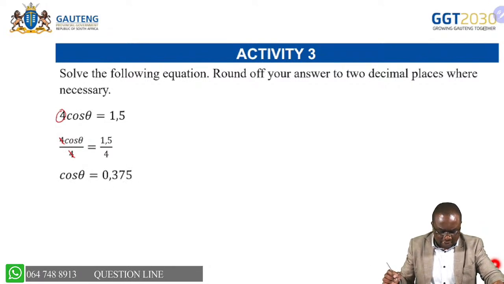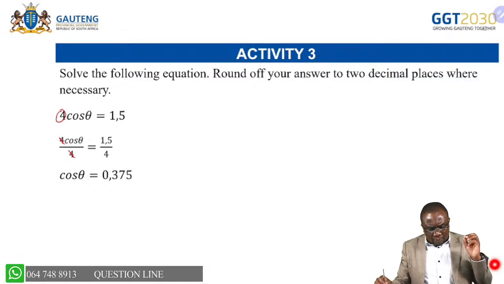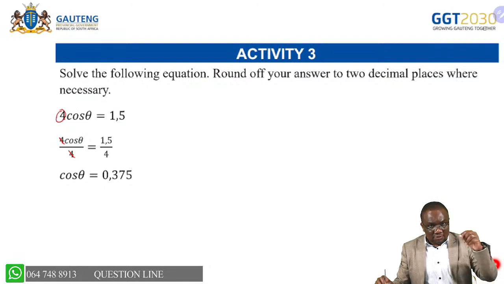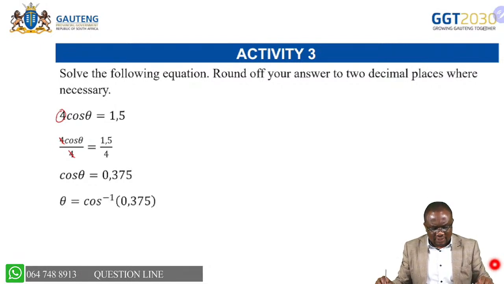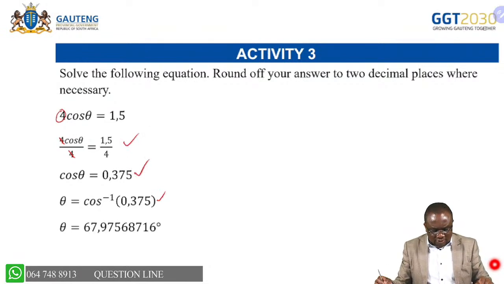This number keeps on coming back, but we are learning, isn't it? Now, to find theta, we go to inverse shift, then cos, and then 0.375, close your bracket, equals. We have this expression first, and then we get this number, 67.97568716, and then the final answer, which is 67.98.